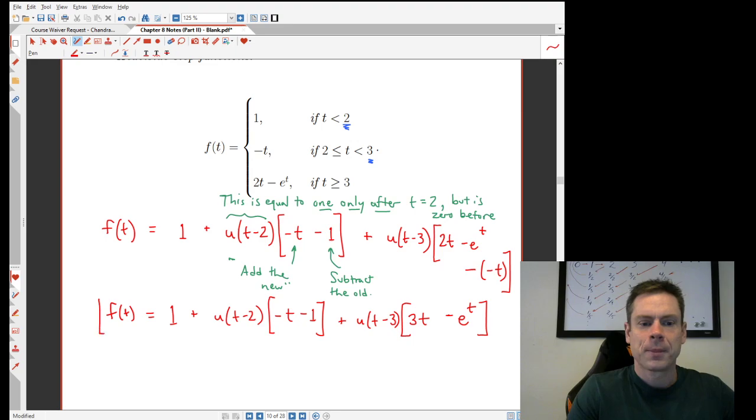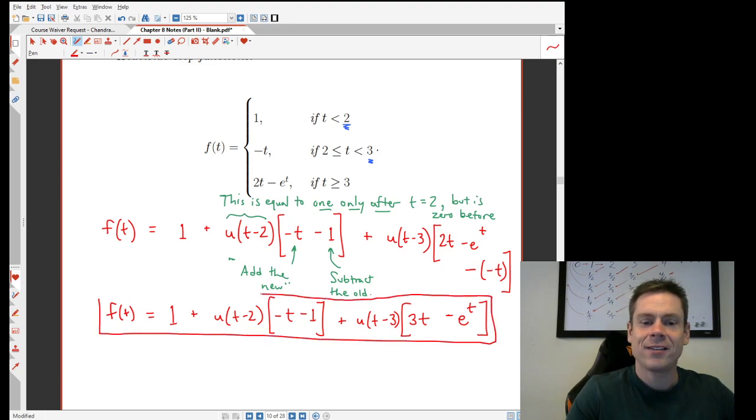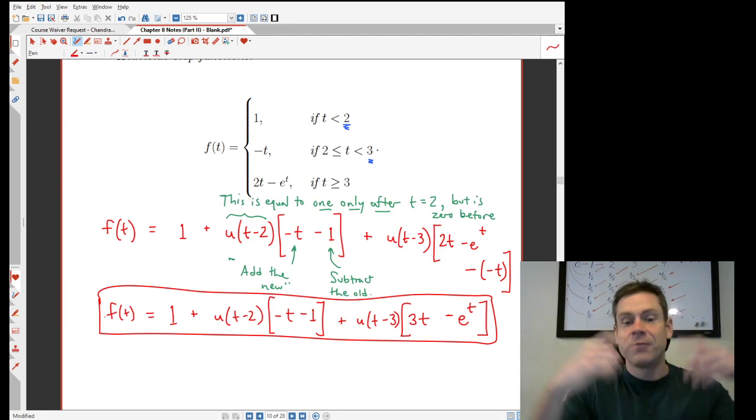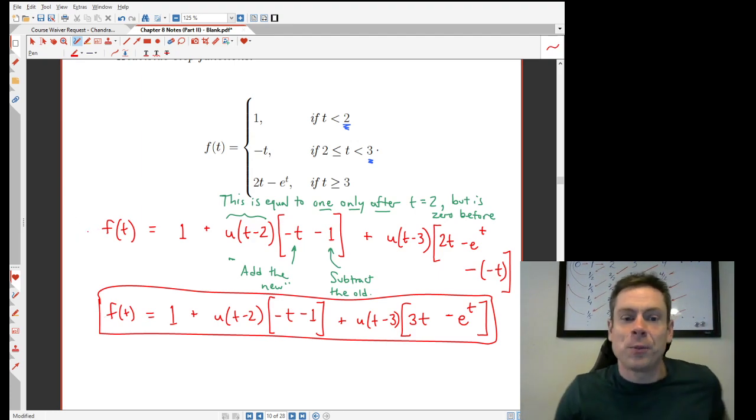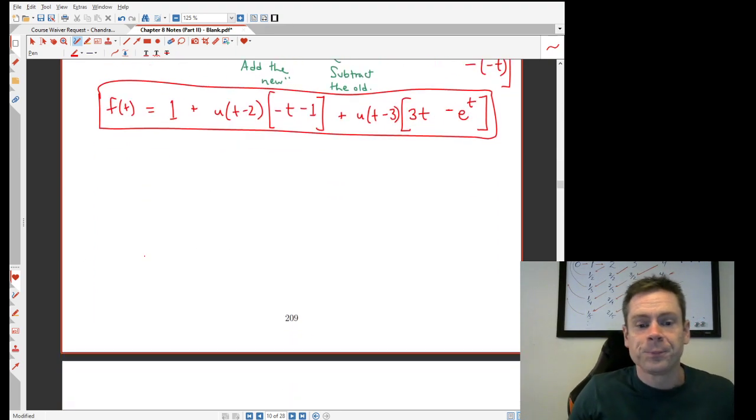And essentially, as time goes on, those different step functions switch on from left to right, and give me more pieces of that function, bringing things into the fold. So this here is how we would do it.